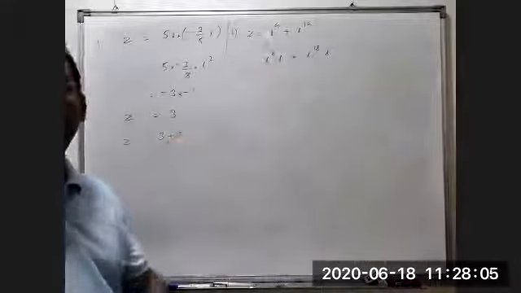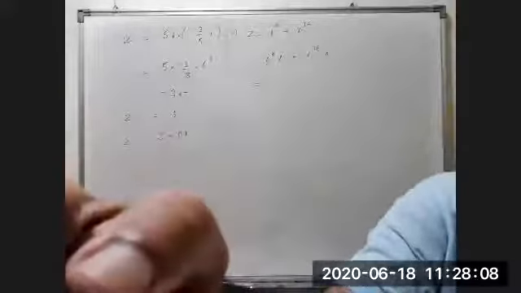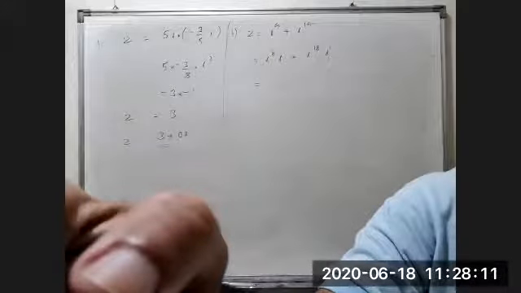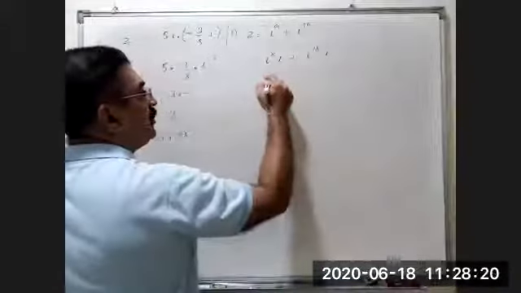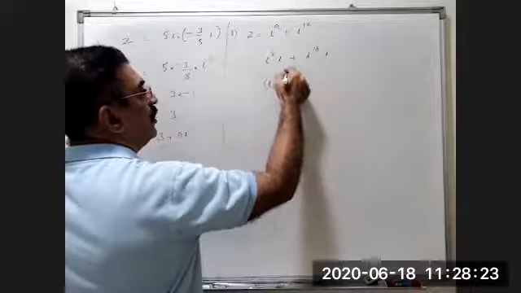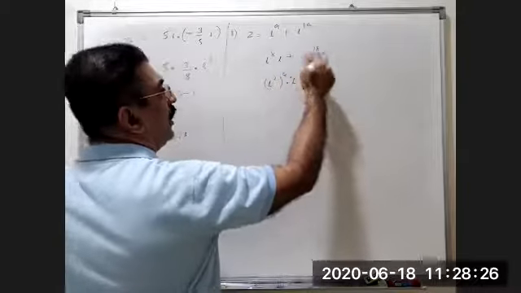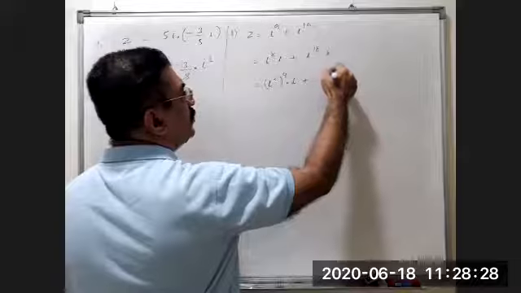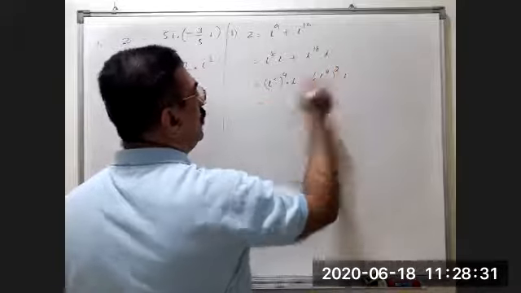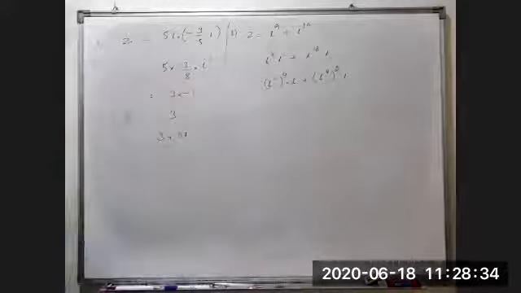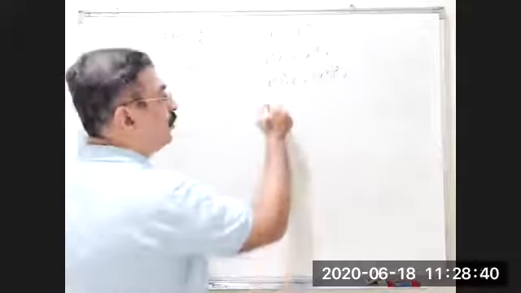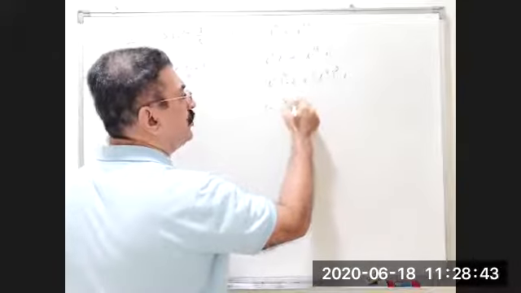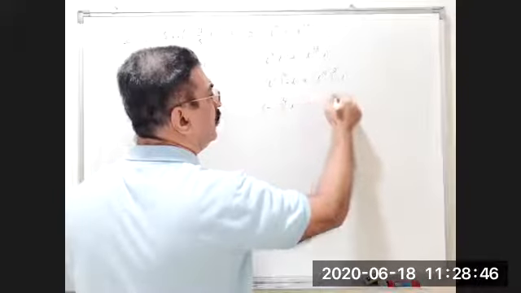To evaluate higher powers of I, write in even power, which can be written as I square raised to something. So I raised to 8 can be written as I square raised to 4 into I. I raised to 18 can be written as I raised to 9, the whole square, into I. So we could write in terms of I square. Why did we write so? Because the value of I square is -1. So -1 raised to 4 into I plus -1 raised to 9 into I.